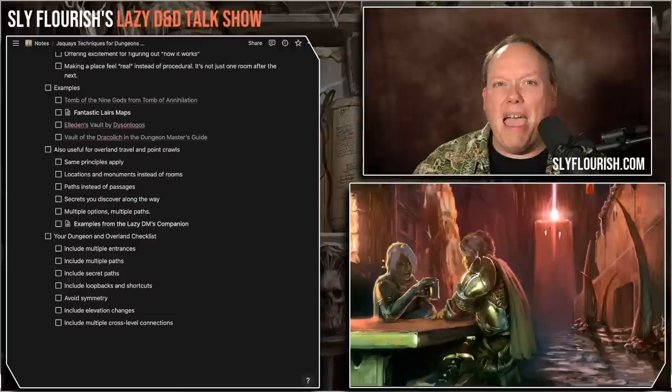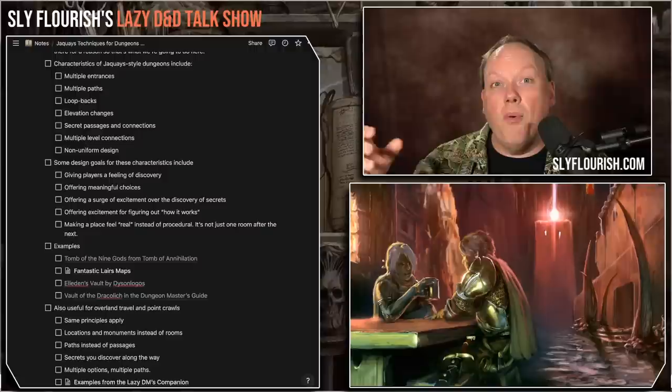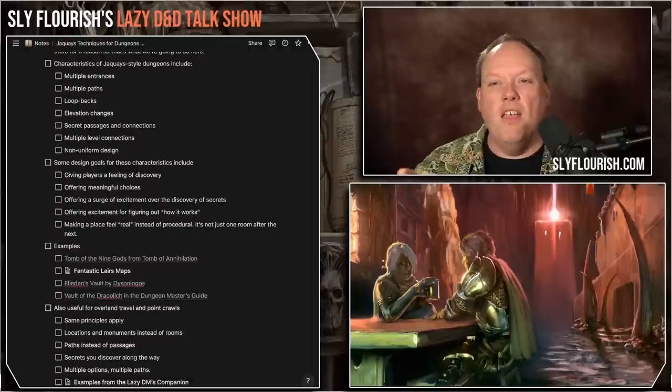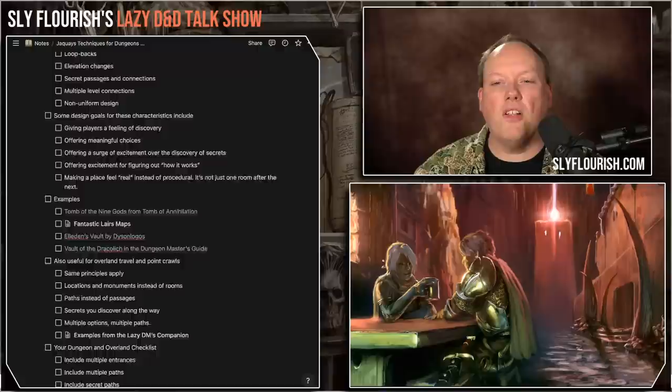And when you're designing a point crawl, you can keep a lot of the same principles in mind that you're doing for a Jaquays-style dungeon. Does it have loopbacks? Does it have secret paths? Does it have ways that you can kind of come into it? Does it have multiple ways that you can get out? Are they offering meaningful decisions? Some of the stuff like elevation changes, you could certainly have that. Do you want to go through the mountain pass versus going down the riverbed? So you have sort of a Z-axis approach to it. A lot of the same principles apply. And we're going to take a look at just a couple of point crawls that do this.